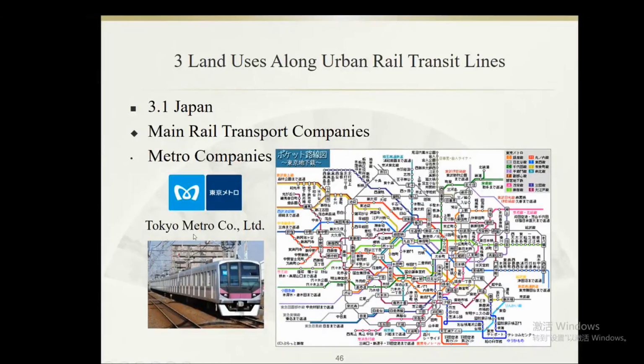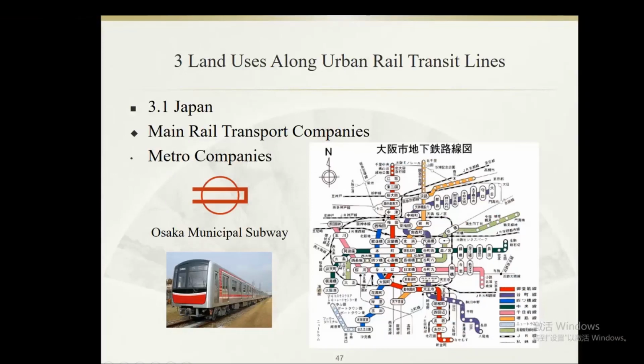And Tokyo Metro Company here, you can see, is mainly responsible for the central part of the metro lines here. This part, railway, this part, metro, okay? And in Osaka, this is the rail transport network in Osaka, in Japan. Osaka Municipal Subway.